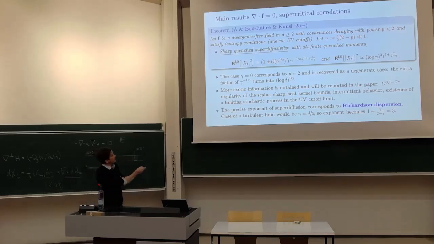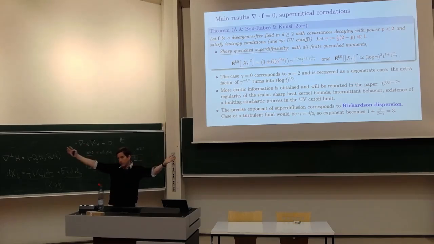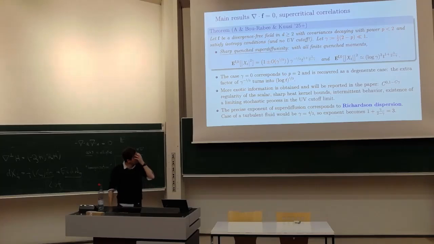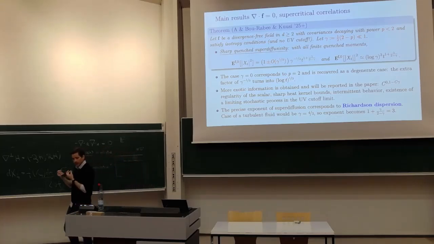And then if you plug in gamma equals 4/3 into that, you get exactly the Richardson 4/3 law in turbulent fluids. So it predicts that if you look at how pollution spreads out of a smokestack, the variance at time t scales like t cubed. So you plug in gamma equals 4/3, you get t cubed. Okay, and that's the Richardson dispersion relation.